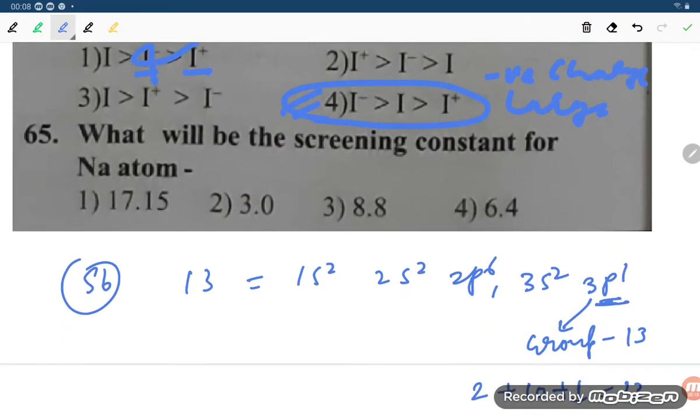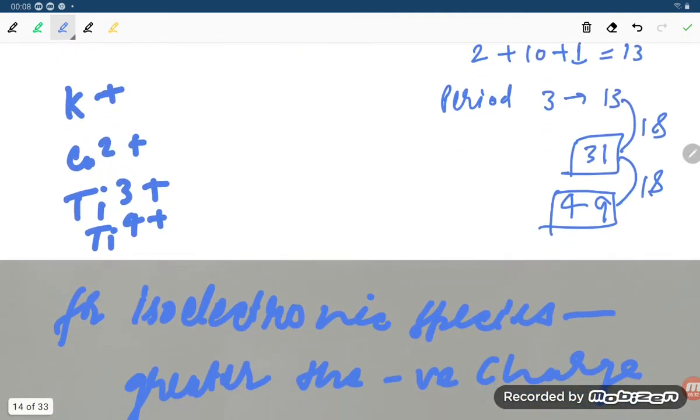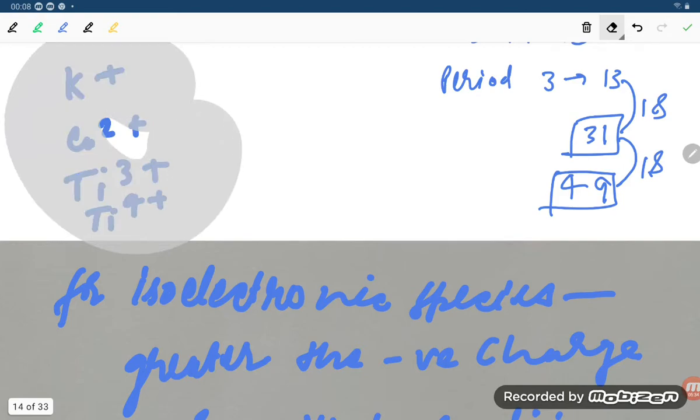Last question, 65. What will be the screening constant of the sodium atom? Student, this is quite a good question for NEET and JEE students. You have to keep a very good concept on question number 65. Okay, let us try to solve this question number 65, student.